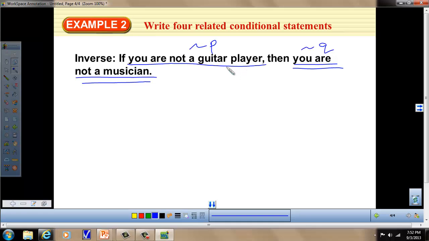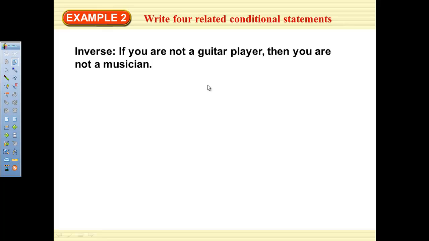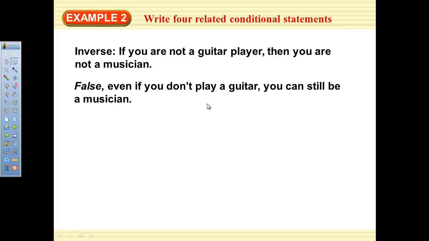This one is also false. And we're going to find a pattern with this as well, and we'll go back to that in just a minute. So that's false, because just because you don't play the guitar doesn't mean you can't be a musician.